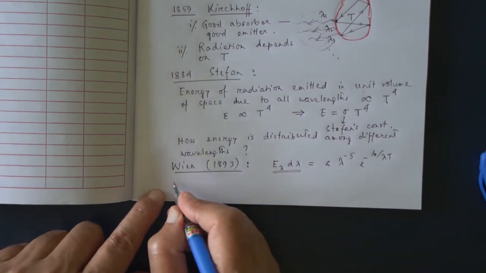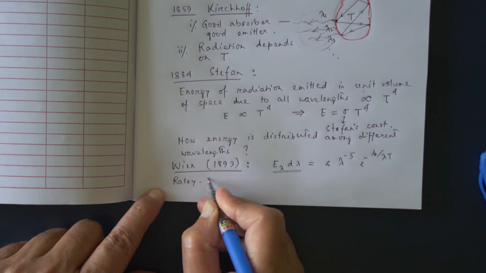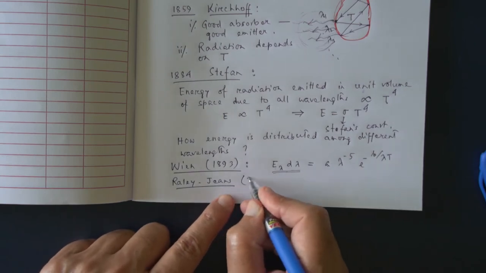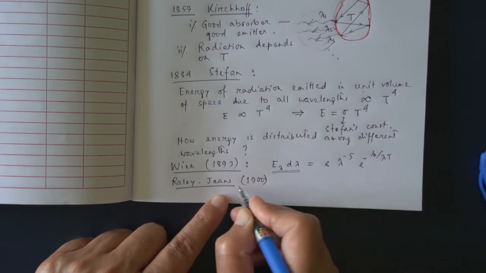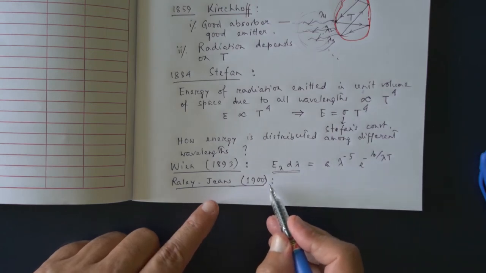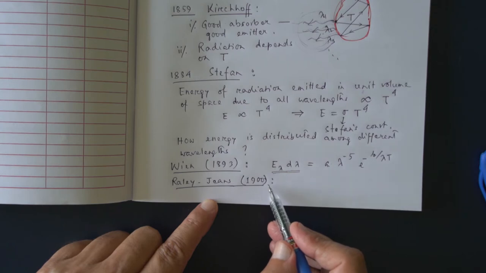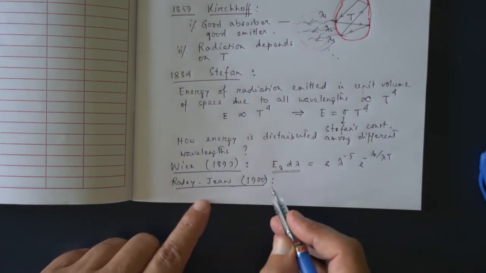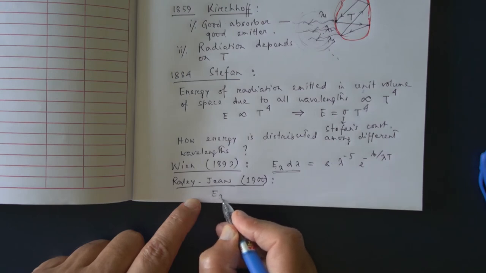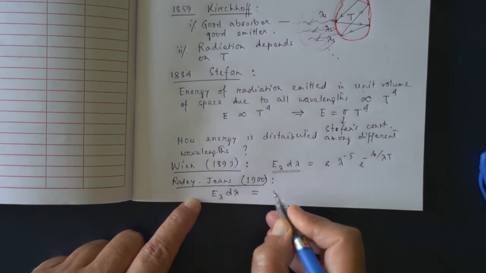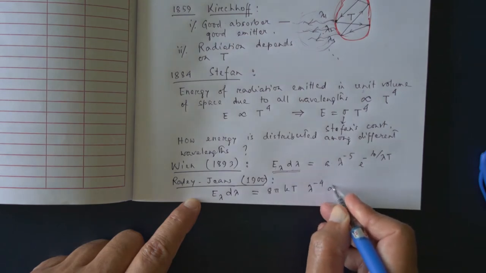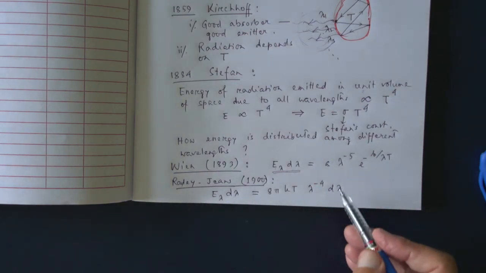Then two scientists, Rayleigh and Jeans, in 1900, used the principle of equipartition of energy. Using that principle, they deduced another formula. The formula is this: E lambda d lambda equal to 8 pi k T lambda to the power minus 4 d lambda. These were the two relations.